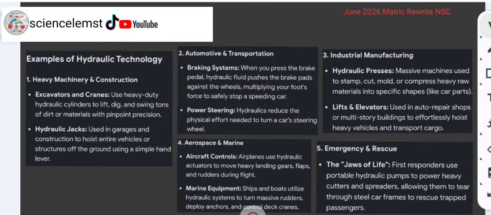They are used in heavy machinery and construction, like your hydraulic jacks. You know, when you want to lift the car up so that you can take out the wheel to change the tire. And then it is also used for automotive and transportation, like your braking system. So for your brakes to work, they're using hydraulic system. And they're also used in industrial manufacturing, like hydraulic presses. It is also used in aerospace and marine, like your aircraft controls. It is also used for emergency and rescue, like the jaws of life.